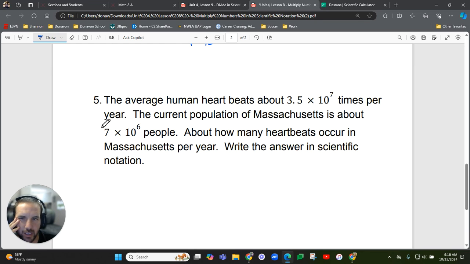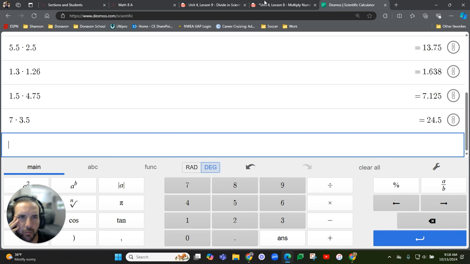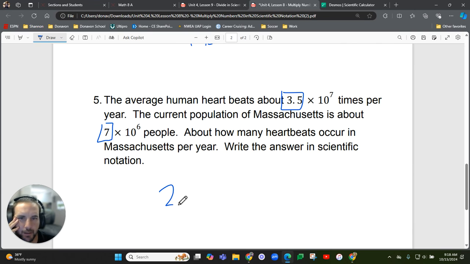So again, we're just going to multiply the coefficients. So 7 times 3.5. Let me grab a calculator for that. So 7 times 3.5 is 24.5. And then it's going to be times 10, and then again, we're just adding the exponents. So 6 plus 7 is 13. So that's how many heartbeats are in the state of Massachusetts.